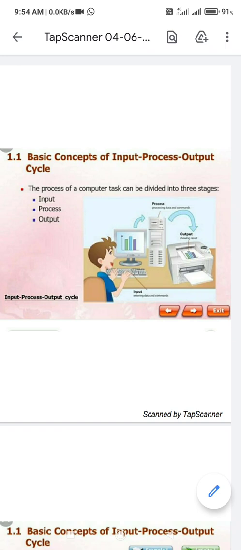So okay, by this I have explained the input, process, output cycle. I think you can easily understand it and you will be able to understand it very well.